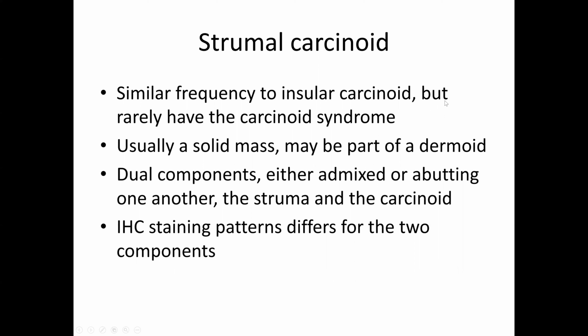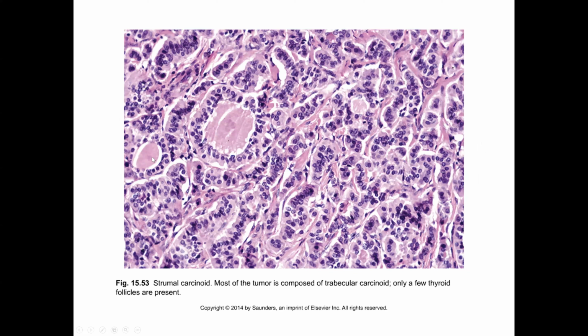has associated thyroid tissue, but rarely has the carcinoid syndrome, whereas the insular carcinoid may be more frequently associated with the carcinoid syndrome. This has both components either admixed or adjacent to one another, and hence immunohistochemical staining can be important to be able to differentiate and to separate these. For example, this field here, is this all struma? Is this all carcinoid? It's really quite difficult to tell.